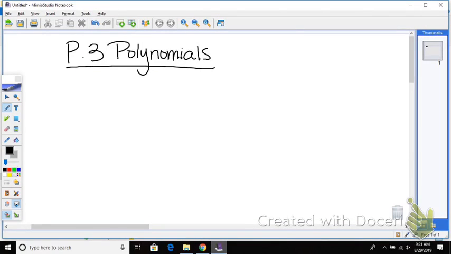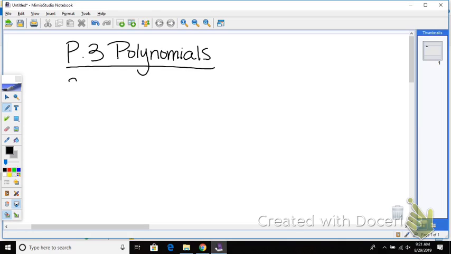So we're going to do 3 things today. We're going to classify them, meaning we're really not doing the whole classifying thing. We're just going to write them in standard form, talk about the degree and the leading coefficient. So some of those words should sound familiar. We're going to add and subtract them, which is basically our bell ringer of combining like terms, and we're going to multiply. So let's start with the writing in standard form.